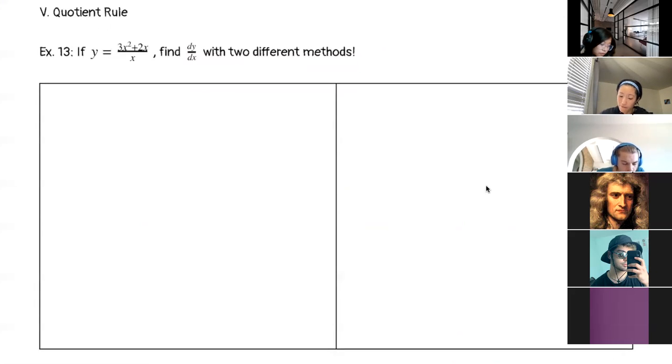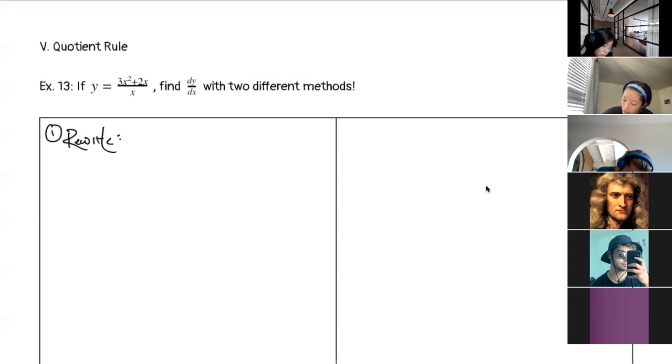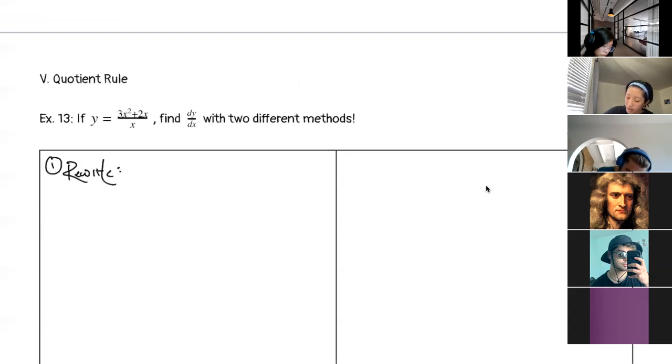Okay, so if we have y equals 3x squared plus 2x over x, find dy dx with 2 different methods. And so we're going to start here with the same way that we started with the product rule, which is, I'm going to see, can we rewrite this expression? Okay. And so before we try and rewrite that, I'm wondering if you can help me out with a couple numeric examples.